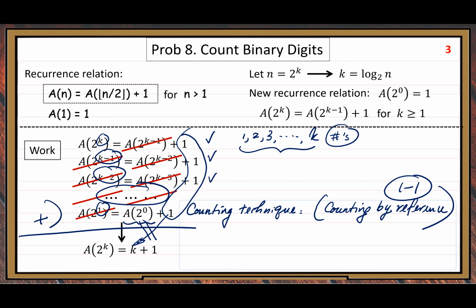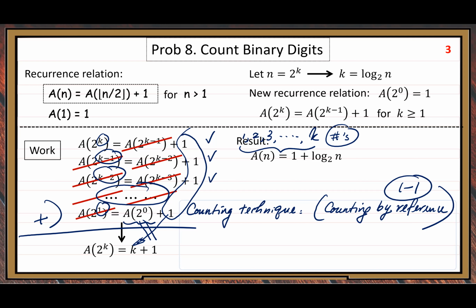In terms of K. We want some expression in terms of M, not K. K we treat as the intermediate variable, not the original variable. We want to use the original variable. So we need to make the last step, the conversion step. That is the result, A of N equals 1 plus K.